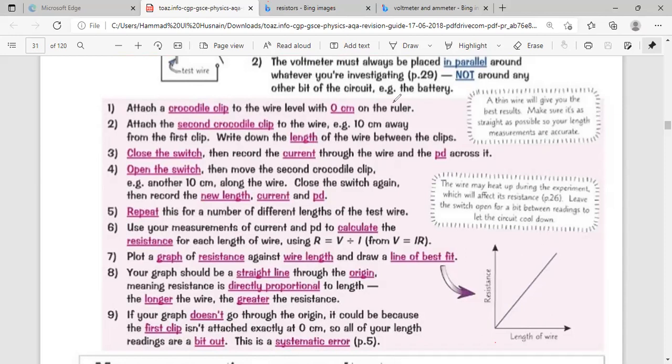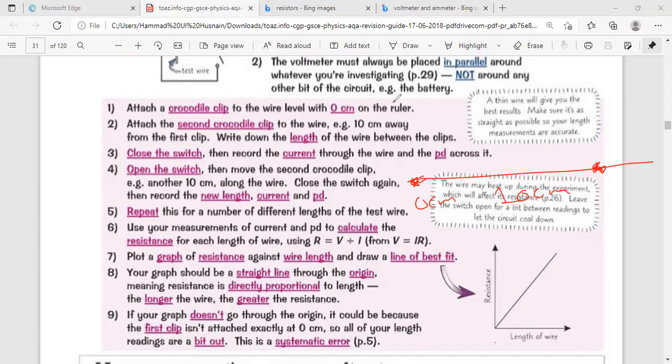Let us say we have this long wire. It is saying to attach the crocodile clip at this point at 0 centimeter, and the second crocodile clip at this point, and the difference between them is 10 centimeter. Now the length is 10 centimeter. When both of these clips are connected, you can close the switch and let the current pass through this wire, and then measure the potential difference and current flowing through this wire by using a voltmeter and ammeter.